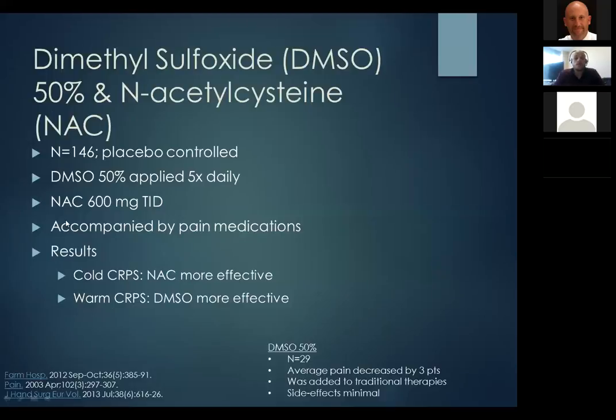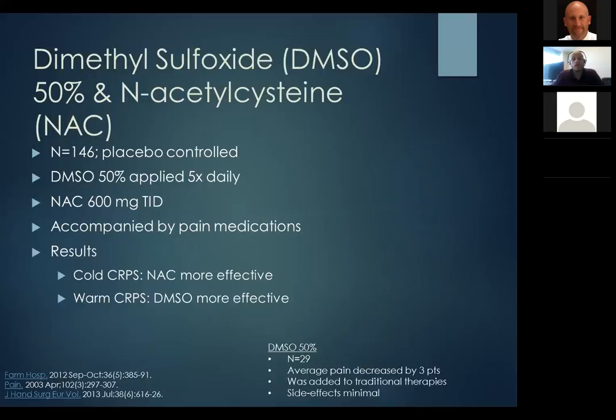Another thing that has been commonly assessed is dimethyl sulfoxide and N-acetylcysteine. There have been 2 studies. One of them looked at DMSO and NAC versus placebo, and the second one down on the slide just looked at DMSO. Essentially what they did is they took 146 patients and compared DMSO and NAC versus the placebo. So they didn't compare them versus each other. They compared each of them individually versus the placebo. You can see the dosages here. The DMSO is a cream that is applied 5 times a day, while the N-acetylcysteine is a medication that's taken PO 3 times a day.